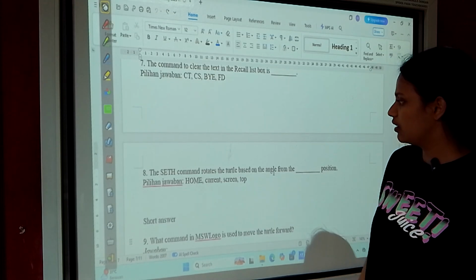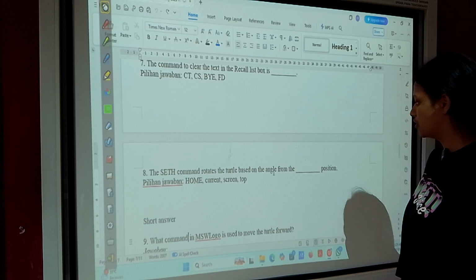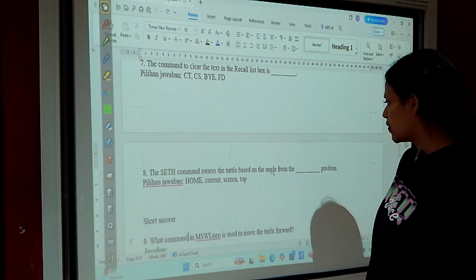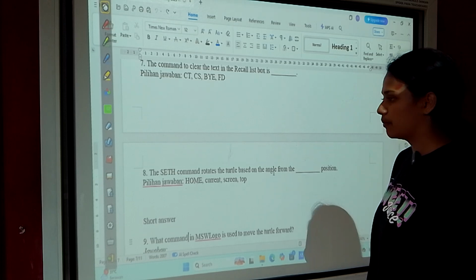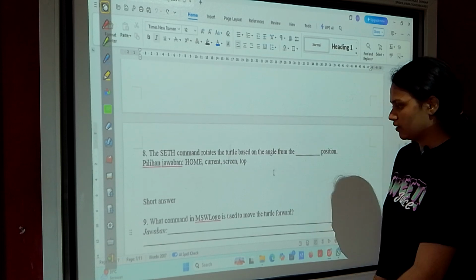And then number 8. The set heading command rotates the turtle based on the angle, or home position. Next.